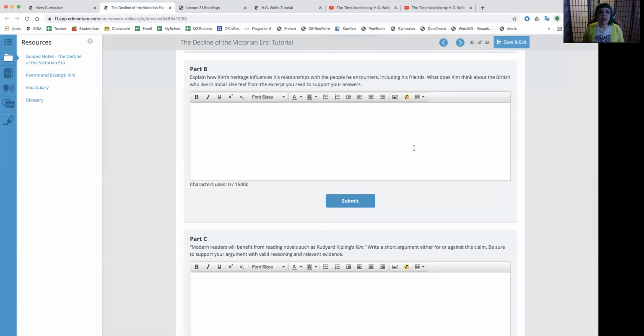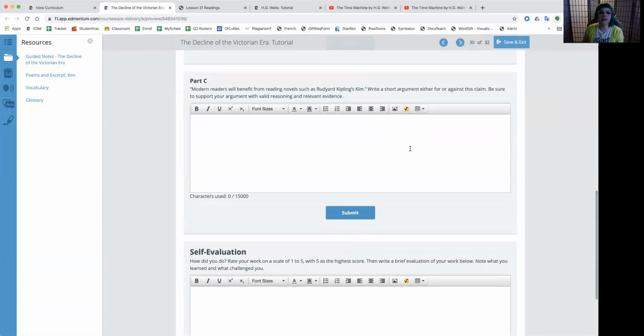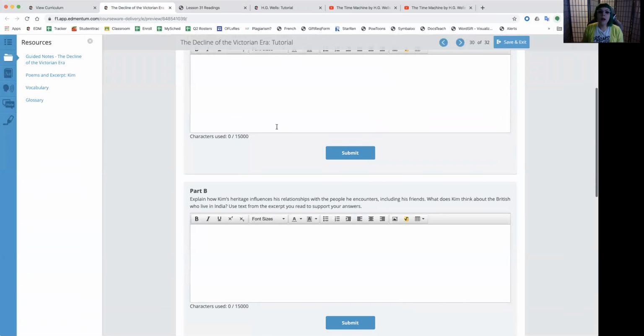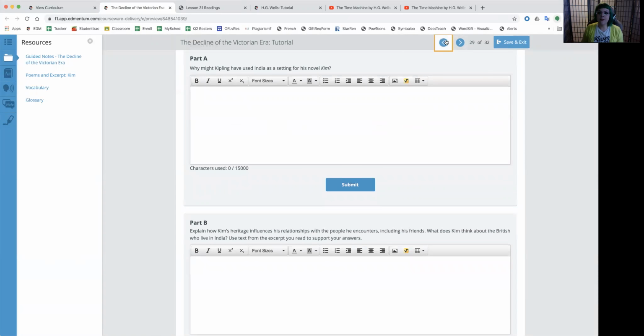Explain how Kim's heritage influences his relationships with the people he encounters, including his friends. What does Kim think about the British who live in India? And then, modern readers will benefit from reading novels such as Rudyard Kipling's Kim. Write a short argument either for or against this claim. All right, so why might he have used India for a setting?